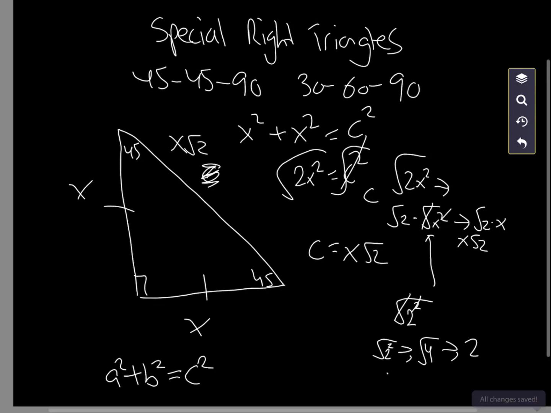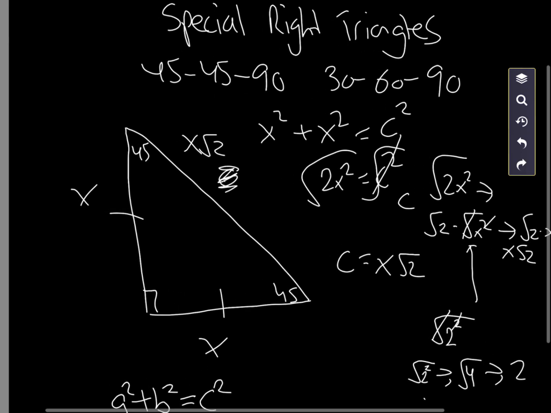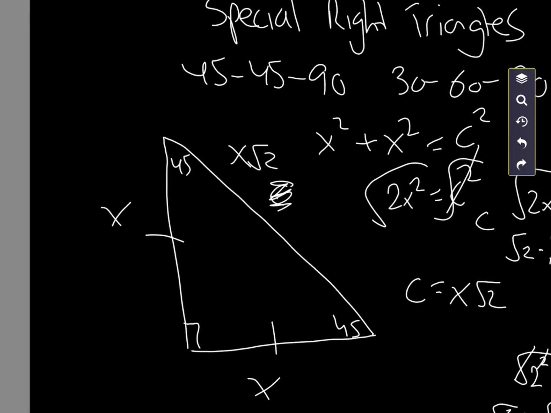And it turns out that for any 45, 45, 90 right triangle, so any right triangle that has these degrees, the hypotenuse of this triangle is always going to be radical 2 times longer than the shorter sides.